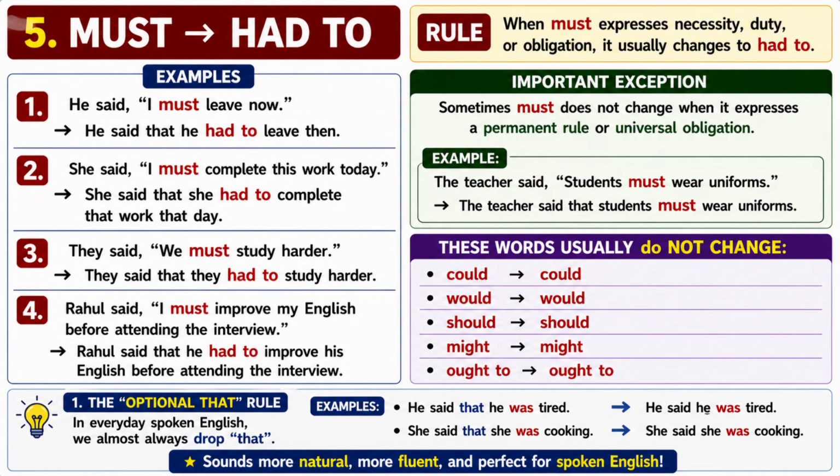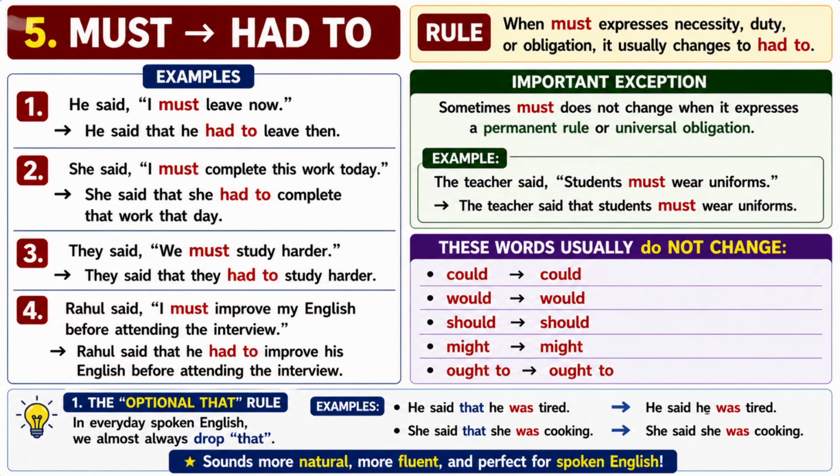Example. The teacher said, students must wear uniforms. It becomes, the teacher said that students must wear uniforms. Now remember, these words usually do not change in indirect speech. Could remains could. Would remains would. Should remains should. Might remains might. Ought to remains ought to.